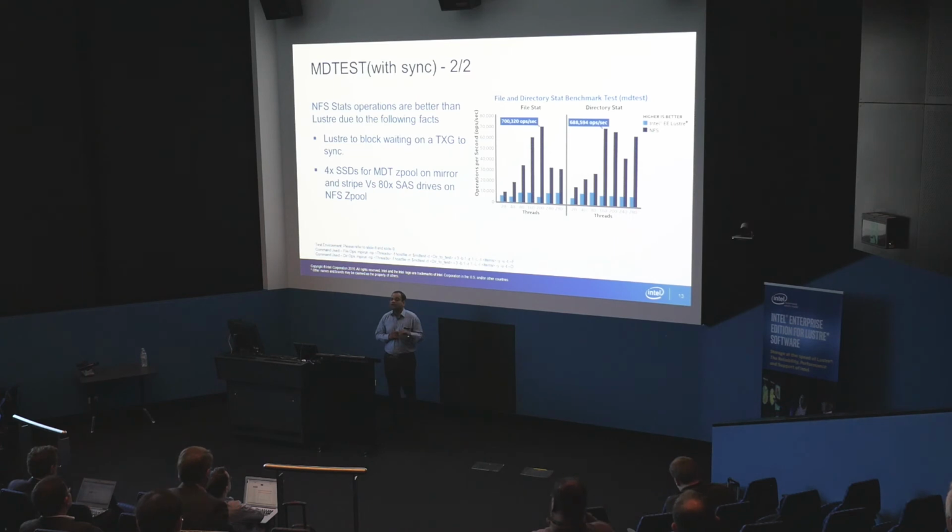At the same time, when you look at the test bed comparison, we had only 4 drives for the MDT versus 80 drives on an NFS zpool, which actually makes a difference in terms of the stat operation. All right. Another one is the sync operation, right? In terms of TXG for Lustre, that is something really making a block for the stat operations, which we are working on currently, and we expect the next release to have much better metadata operations with Lustre based on ZFS.